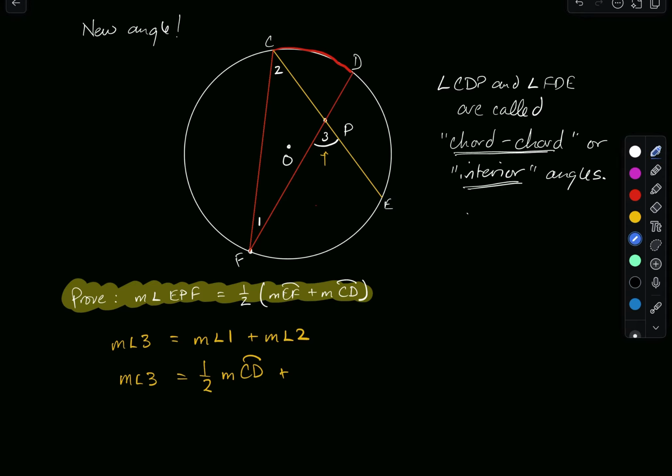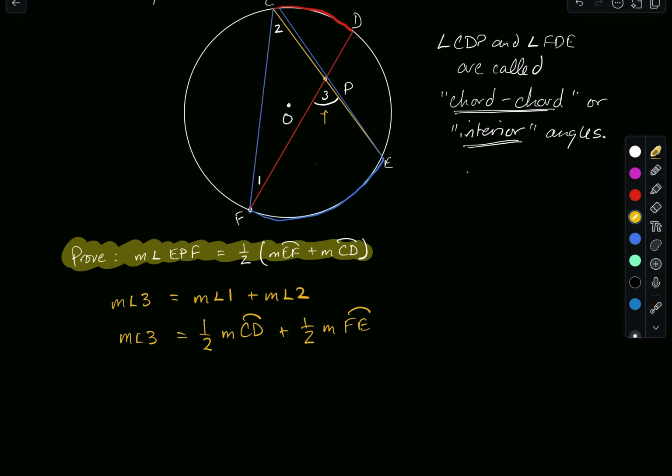Likewise, angle 2 is an interior angle that captures FE. So the measure of angle 2 is equal to 1/2 the measure of arc FE. So now if I do a little bit of factoring here, I get this.